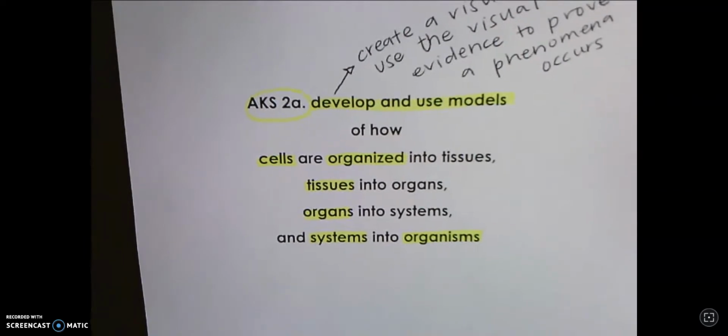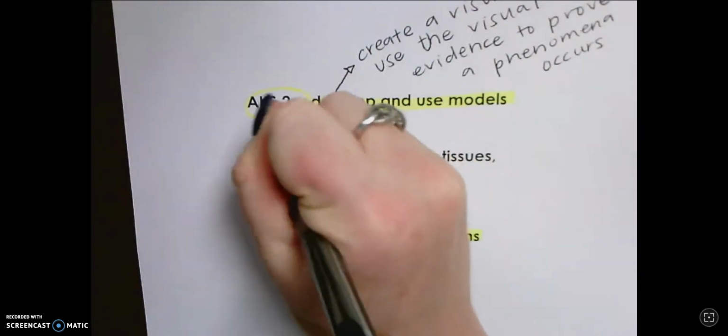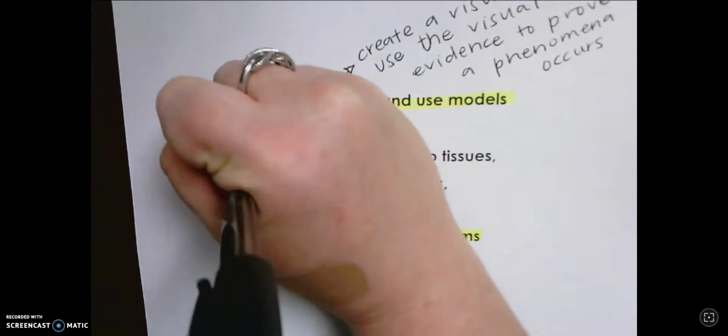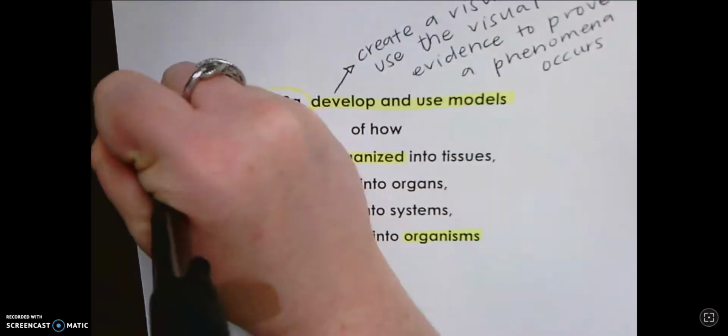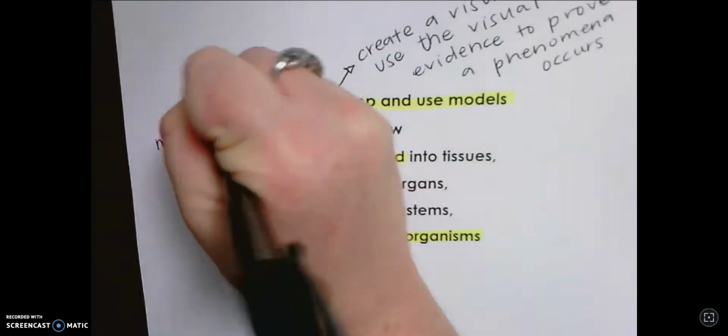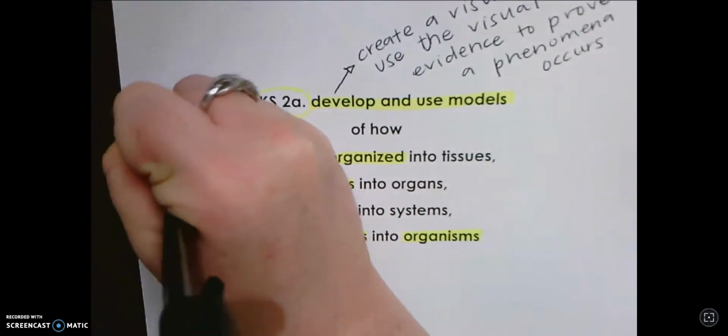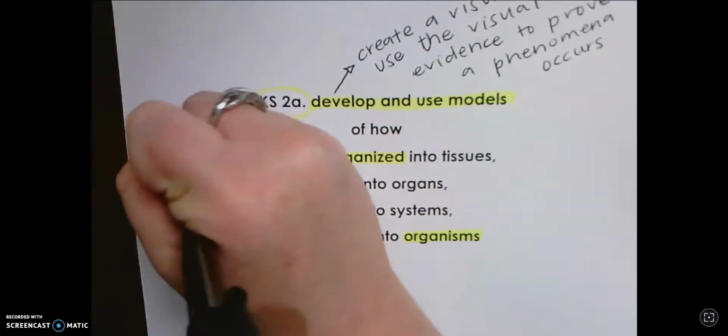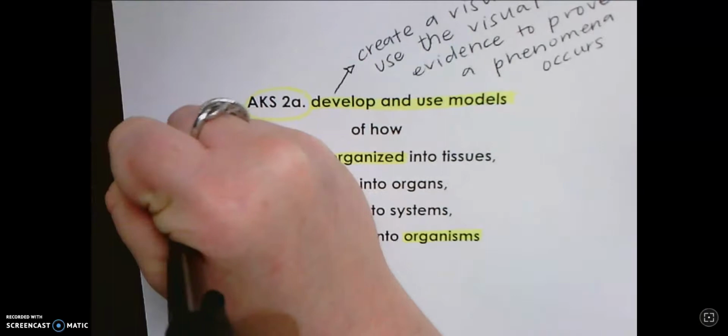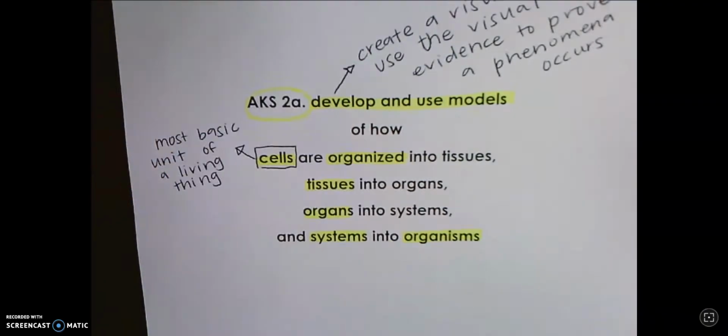Let's talk about cells first. So cells, and I'm going to mark this with my black pen as well. Cells are going to be the most basic unit of a living thing. Whether this organism is unicellular or multicellular, cells are going to be the most basic unit. Breaking it down into its most simplistic form would be getting an organism to the cellular level.